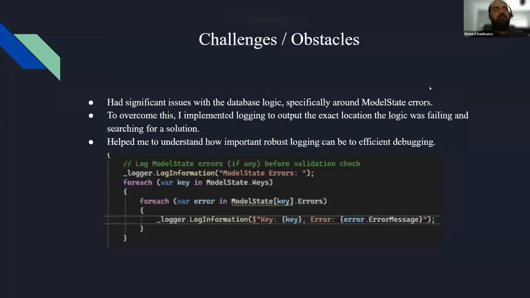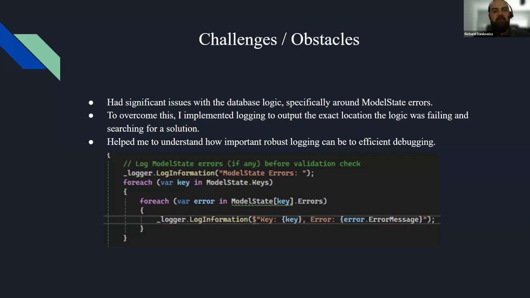So, challenges and obstacles. One of the more significant issues I had was with database logic, specifically around model state errors. I wanted to make sure I had really robust data validation, but I also needed it to work. And I kept getting errors, or it would just throw very generic errors. To overcome this, I implemented logging into my logic to output the exact location where the logic was failing, and then took that output and searched on things like Stack Overflow and Google to help narrow down what I needed to tweak in my logic to get it working.